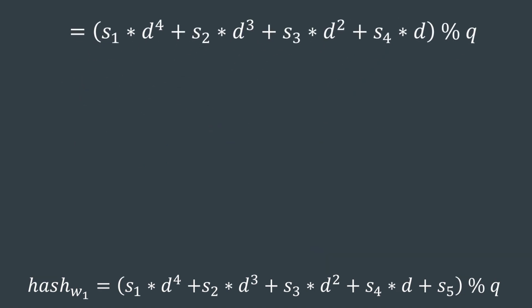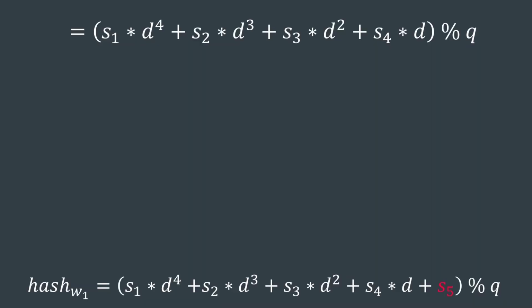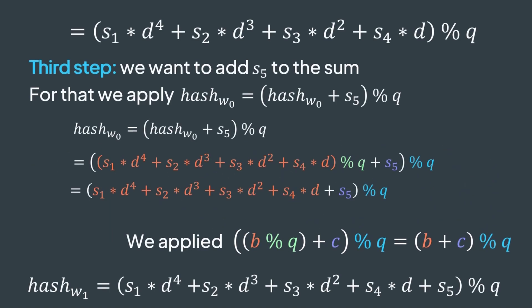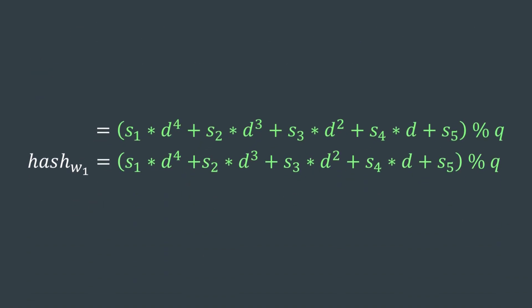Last difference, we don't have s5, we have to add it, it's the new character. We have this law, b modulo q plus c, all modulo q, is equal to b plus c modulo q. B is our actual expression and c is s5, the character we want to add. By applying this law, we can get everything as one sum modulo q, which is the hash of the next window as you can see.